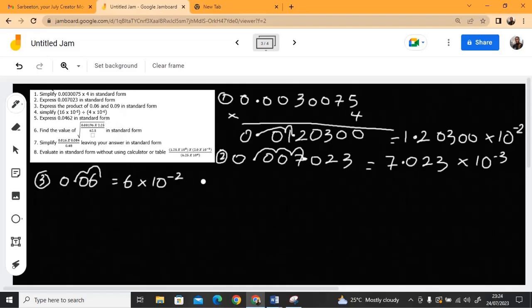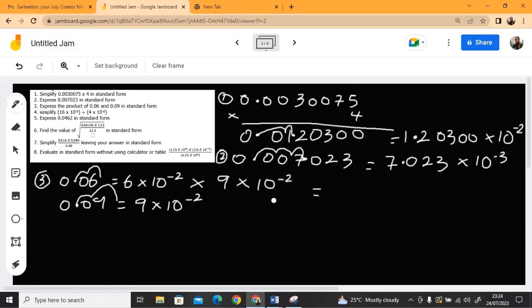Product means times. The second one is also 0.09. We move twice, 1, 2. When I move twice, that will be 9, because my point is at 9 here. So that is 10 raised to the power what? Minus 2. So this one will be 9 times 10 raised to the power minus 2.